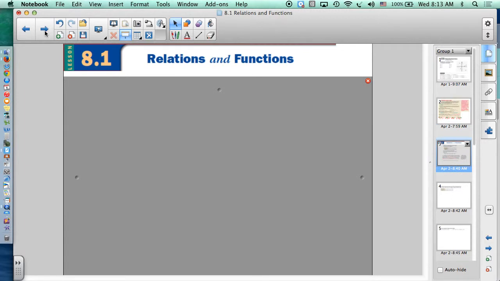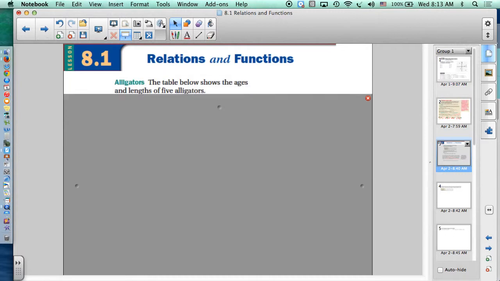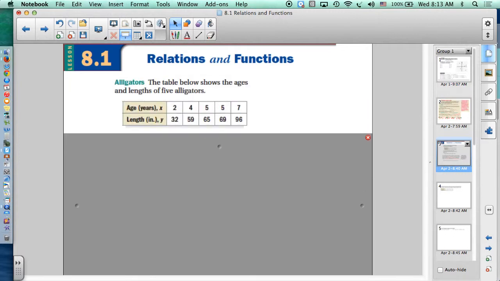Now we're going to start today's lesson 8.1, again, relations and functions. We're going to look at an example to start, to hopefully make the definitions we're going to talk about a little bit easier. Here's a table of values right now, which gives the ages and lengths of 5 different alligators. One alligator is 2 years old and has a length of 32 inches. There's another alligator that's 4 years old with a length of 59 inches. There are 2 different alligators that are 5 years old. One of them is 65 inches long, and the other is 69 inches long. And then there's a 7-year-old alligator that's 96 inches long.